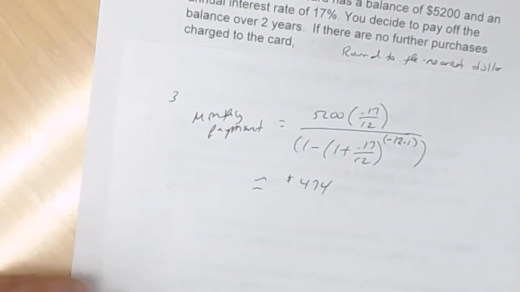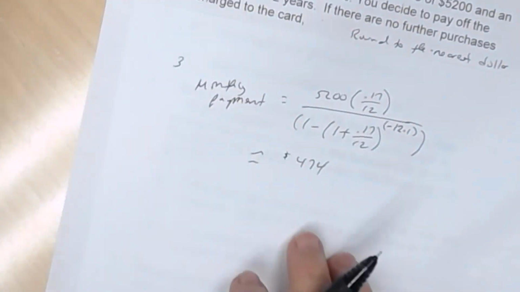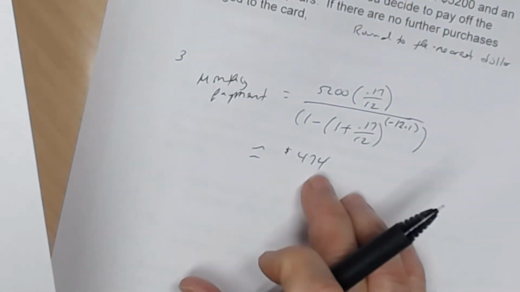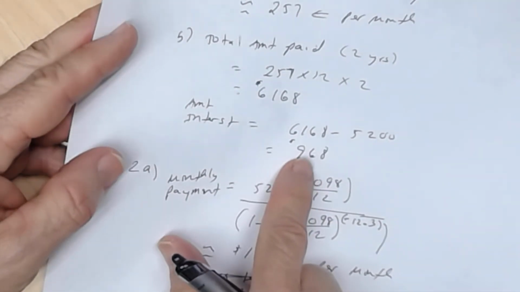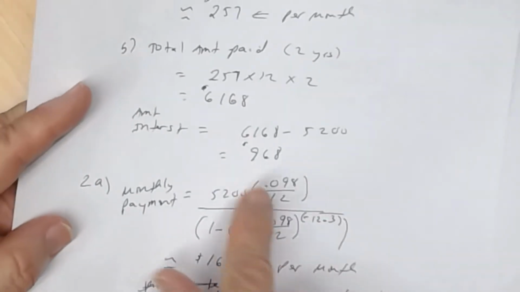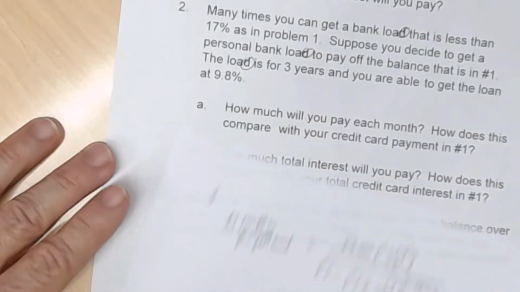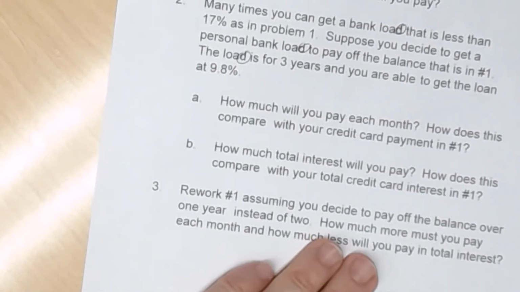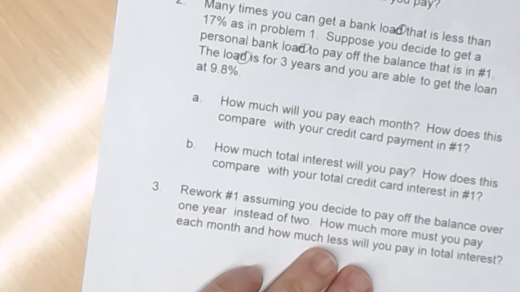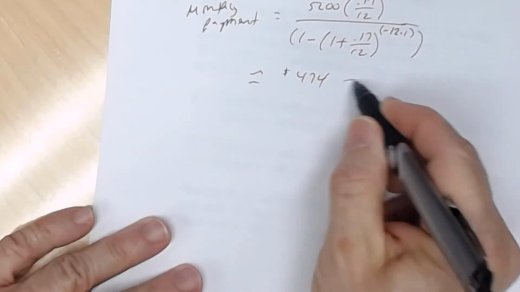Okay, so you saw that I went from 257 to 474. So if you can afford that increase, then go ahead and do that, because what's going to happen with this? That's going to decrease. So that's money you're not throwing away. All right. Now it says this. So how much more must you pay each month, and how much less will you pay in interest? All right. So let's talk about that. So that's your monthly payment, right?